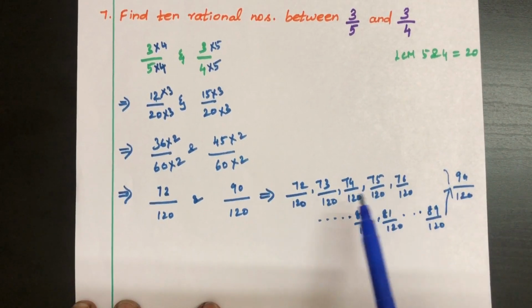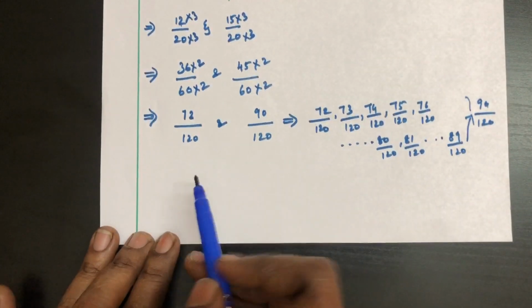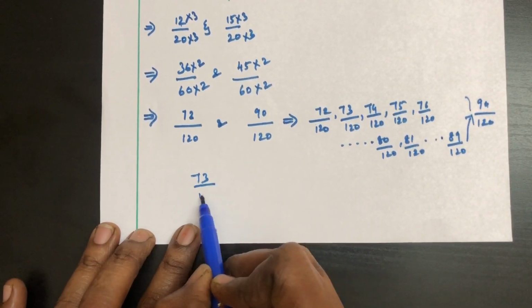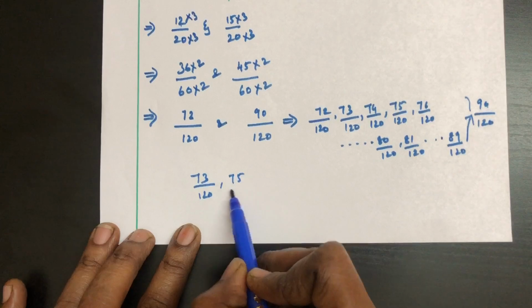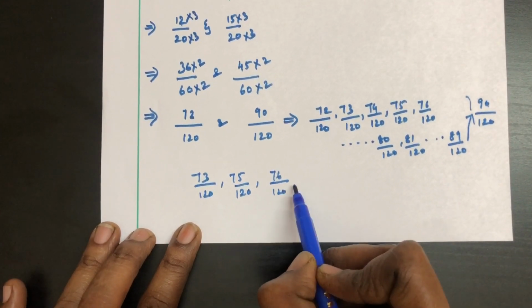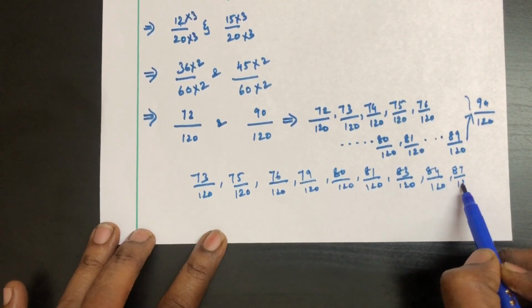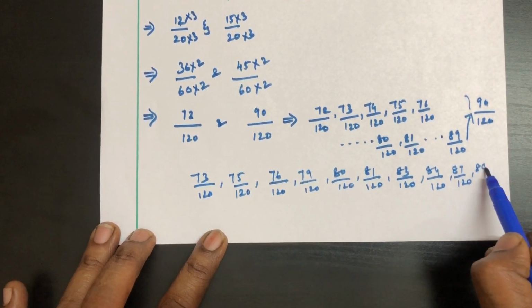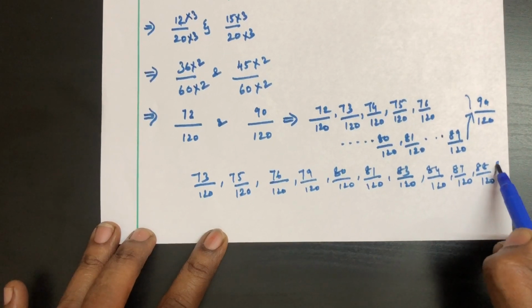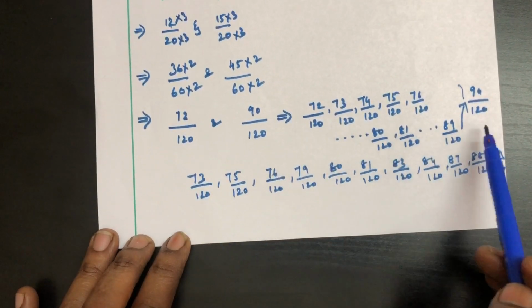You can choose any 10 rational numbers in between these two. We can take 73 by 120, 75 by 120. Randomly I am picking; you can pick whatever numbers you like. 84 by 120, 87 by 120, 88 by 120, 89 by 120. So we can pick 10 rational numbers in between these two numbers.